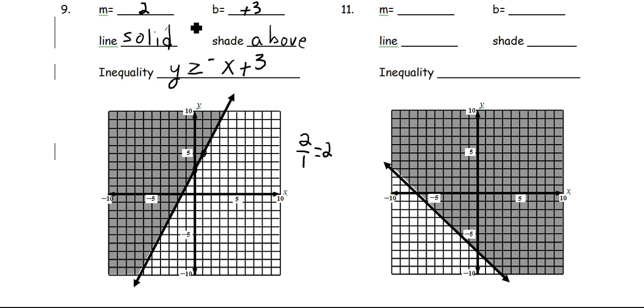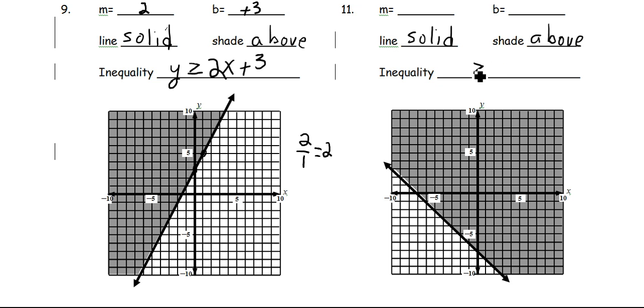All right. Look at number 11. It's very easy to see. This is a solid line. Well, look at this point on the y-axis. It's shaded above that point, so above. So our inequality is exactly the same as it was over here in number 9. It is a greater than because it's shaded above. Solid means we include the line, so let's put the line there.